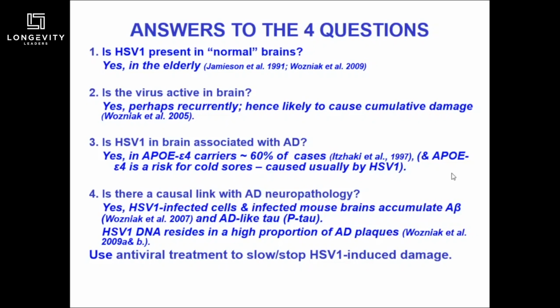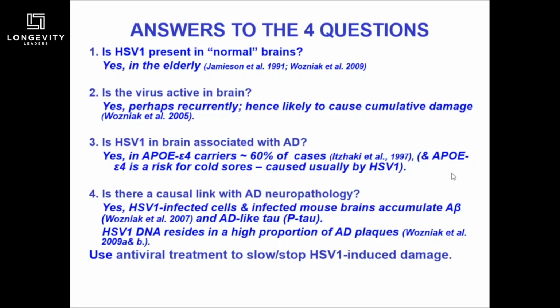Then the fourth question was, is there a causal link with Alzheimer's neuropathology? And the answer is yes. HSV1 infected cells and infected mouse brains accumulate beta amyloid, and the infected cells accumulate AD-like tau. And from the in situ PCR study, HSV1 DNA resides in a high proportion of Alzheimer's disease plaques, a much lower proportion in elderly normal plaques.